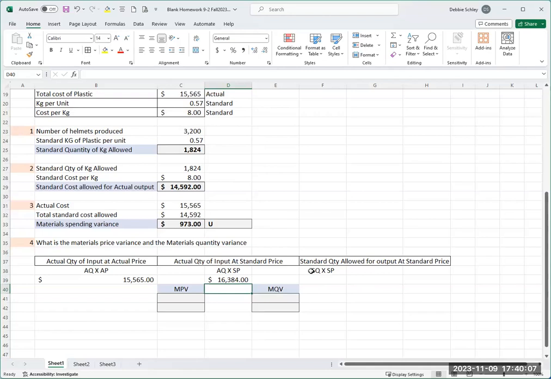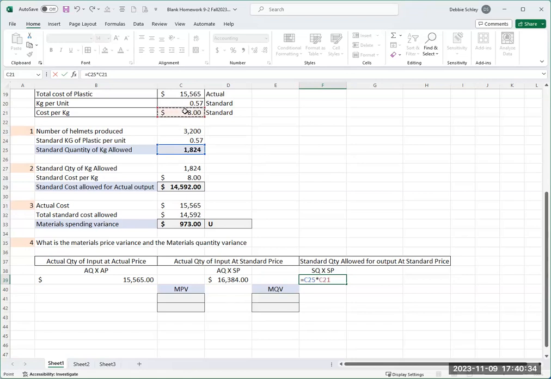Okay. Now my standard quantity times the standard price. We figured out the standard quantity in required 1, right? I took the number of helmets times the amount of plastic per helmet to find the standard quantity. So times that times the standard price, which would be $8.